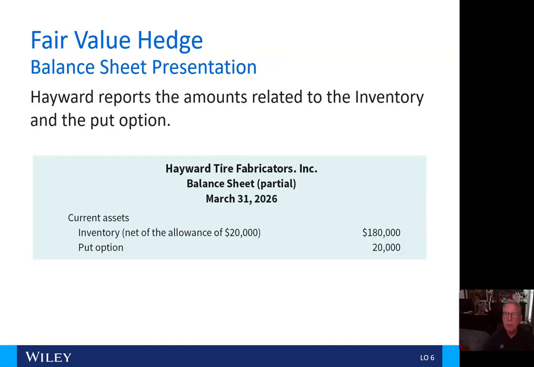All right. Now, Hayward's going to report the amounts related to the inventory and the put option as follows. On the balance sheet under current assets, here we have the inventory, net of the allowance of $20,000 for $180,000 here, and the put option for that $20,000.